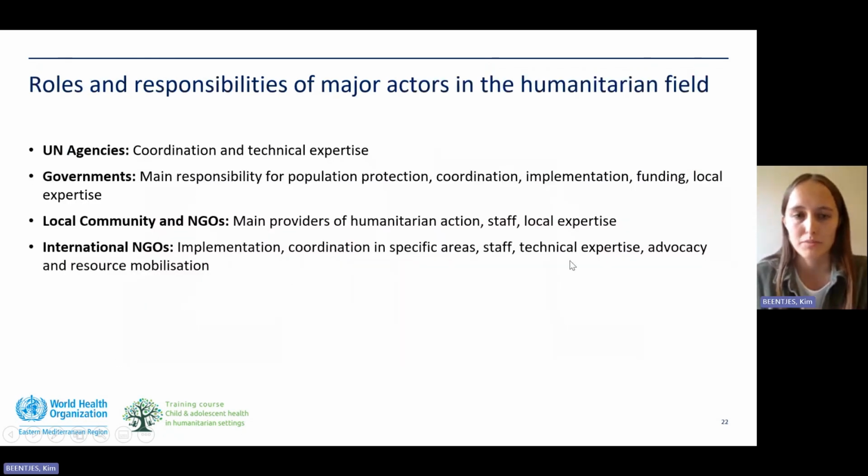I will go a bit deeper into what their roles are. For the UN agencies, they mostly coordinate and they provide technical expertise. Then there's governments who have the main responsibility for population protection, coordination, implementation, funding, and also, of course, local expertise. And then the local community and NGOs are the main providers of humanitarian action, staff, and also local expertise. And then international NGOs, they're also responsible for implementation, coordination in specific areas, staff, technical expertise, advocacy, and resource mobilization.